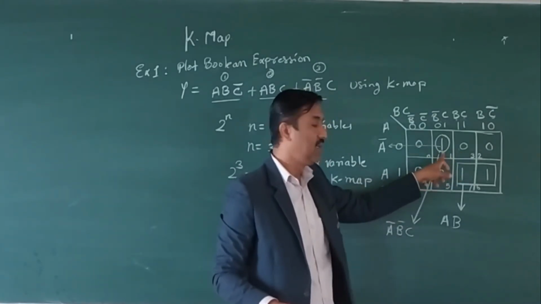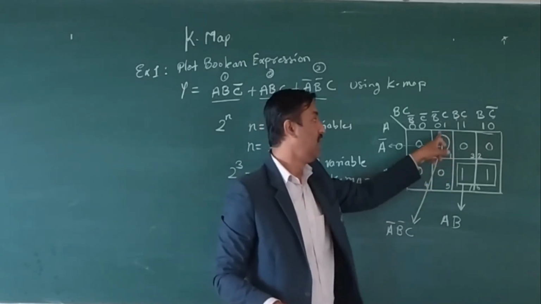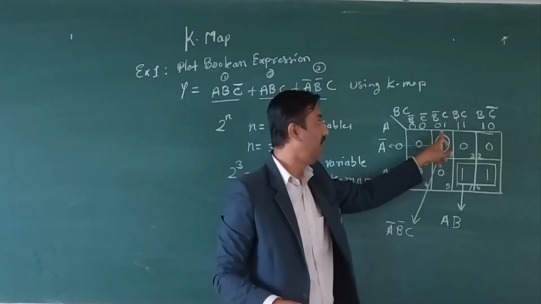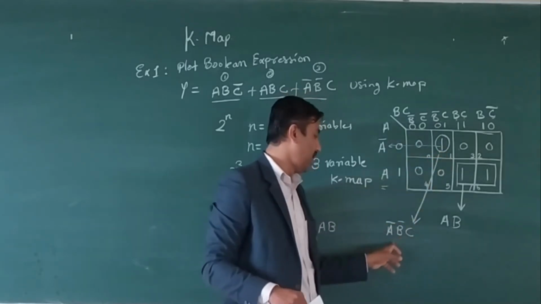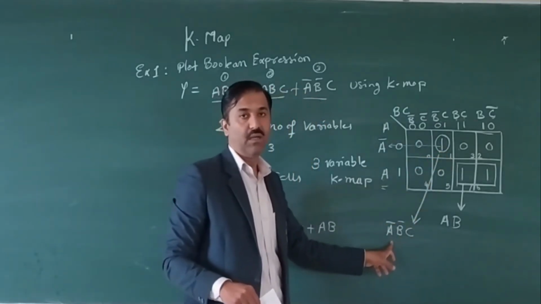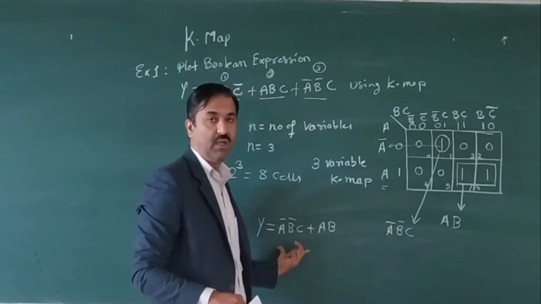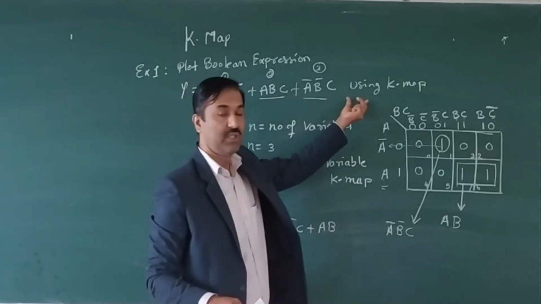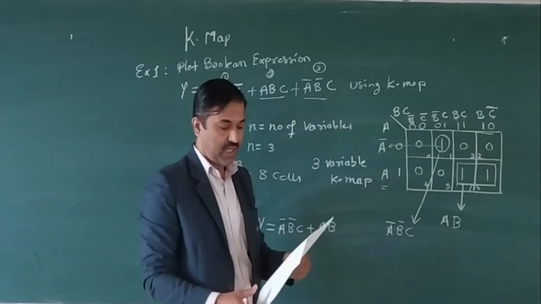So in this case, we call this one an isolated one, and I pair it along with itself, and whatever term it represents in this K-map, I am going to represent it as a product term. So this is the final expression for the given Boolean expression which we have simplified using K-map. Hope you have understood this first example.